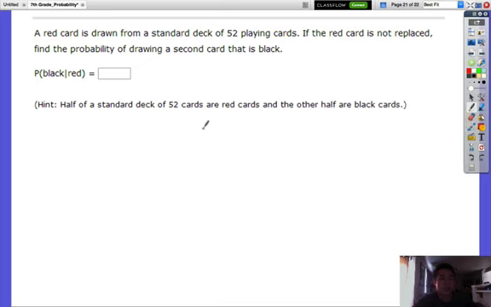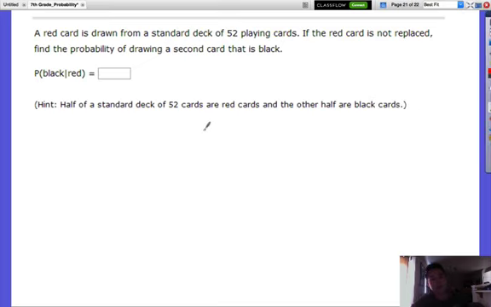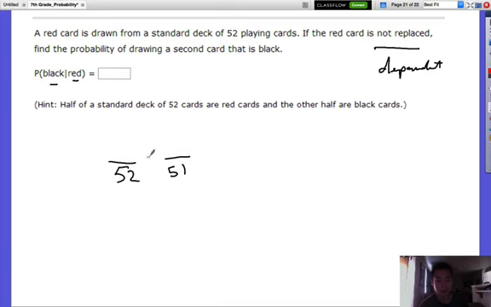Okay, last one. A red card is drawn from a standard deck, 52 playing cards. If the red card is not replaced, that is going to be dependent. I'm not going to put it back in, so I would go from 52 cards to 51 cards. What is the probability of black and then red? So I know that there are 52 cards. Half of them are going to be black, and the other half are going to be red. So I'm going to multiply that.